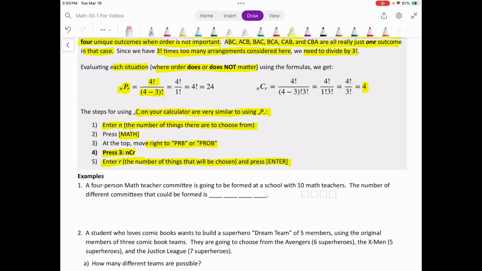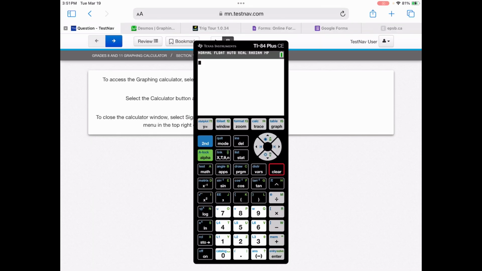I'll walk you through the steps here on the calculator really quick. So suppose we were wanting to do that example we just did, right? How many ways are there to choose 3 letters from 4 options, A, B, C, D? We could go, well, we want to do 4 C 3, right? 4 choose 3, so we would go 4. Then we would press Math all the way over to Prob or PRB, and then see it there, option 3, nCr.